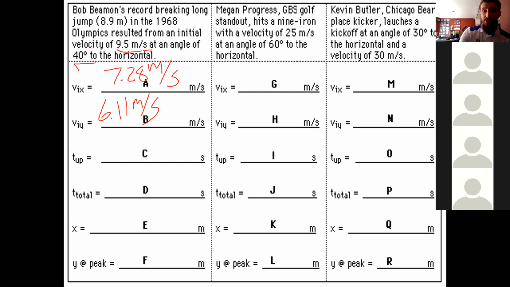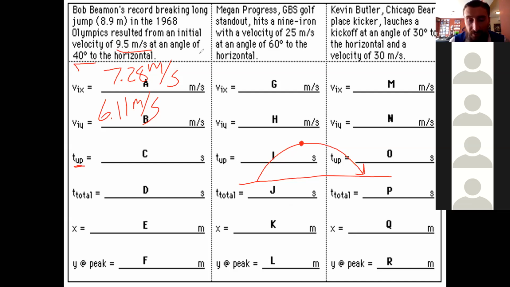So let's think about this. This guy's jumping, right? So his path's going to look like this. I agree that when he jumps out, his path's going to look like that. Everybody okay with that? So what this problem is doing is this: it wants to know how long he takes to go to his highest point. Time up. I want to know the time it takes to go up.